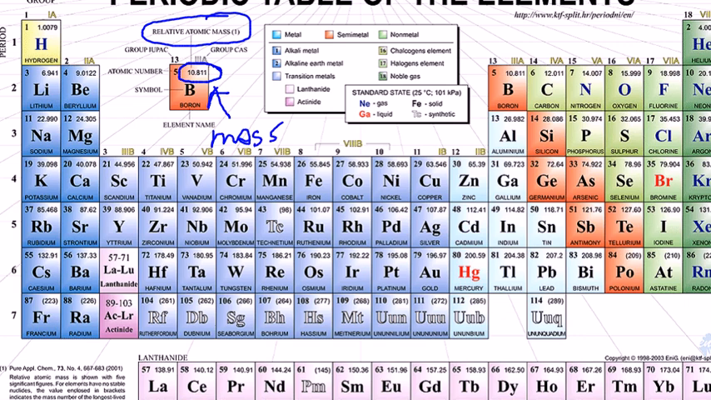And generally we only count protons and neutrons with the mass, because the electron does have a little bit of mass, but a proton has almost 2,000 times more mass than the electron. So the mass of the electron is really insignificant when compared to protons and neutrons.